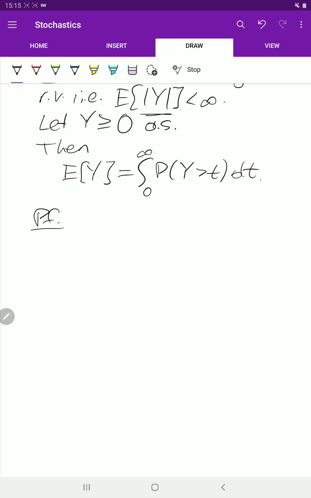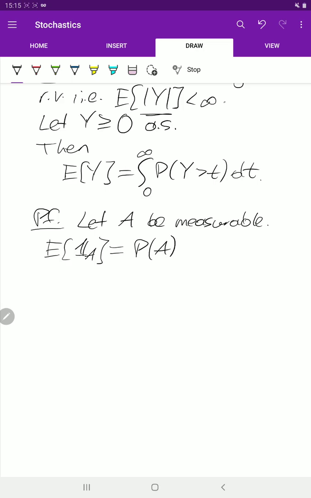So we do this in the standard way. We start with characteristic functions. We take a measurable set A, and now we look at the expectation of the characteristic function of the set, which is just the probability of this set. Now we look at the integral here. The probability that 1_A is bigger than t, and for t bigger than 1, this probability is certainly 0. So we can just take the integral from 0 to 1.